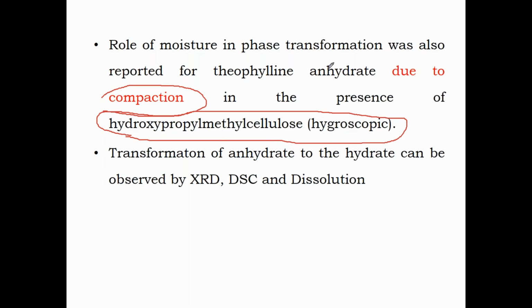Not only that, even the presence of hydroxypropyl methyl cellulose (HPMC) caused theophylline anhydride to be converted into hydrate, which results in phase transformation. Anhydride to hydrate is the phase transformation. That phase transformation was enhanced during the compaction. No doubt HPMC is causing phase transformation, and that was aggravated during the compaction. So compaction also has an effect during drug excipient interaction. So these examples you just note down.